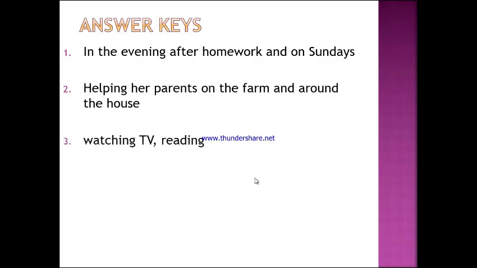And the next one, number 3, what are her hobbies? They are watching TV and reading. Number 4, how much free time does Tutida get? Not a lot, only in the evening. Okay, so how much? The answer gotta be little or a lot or quite a lot.